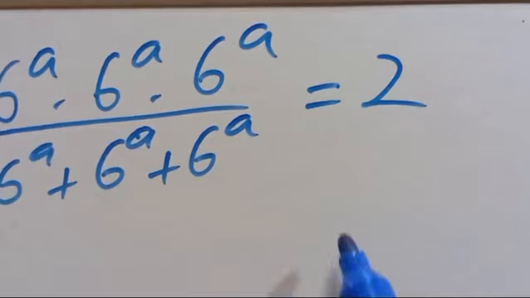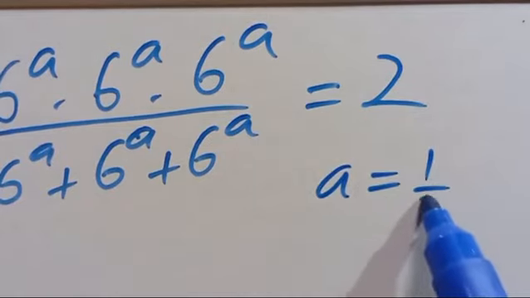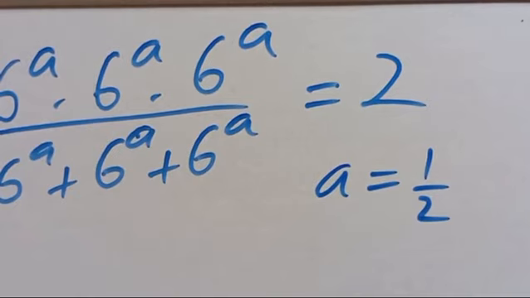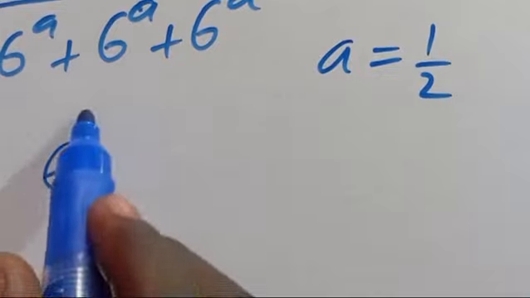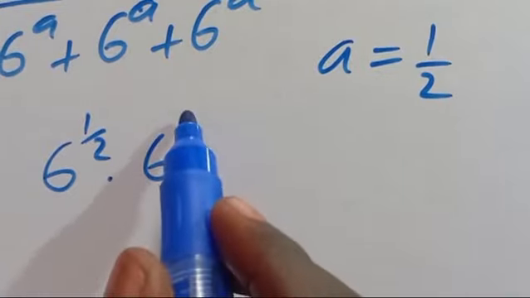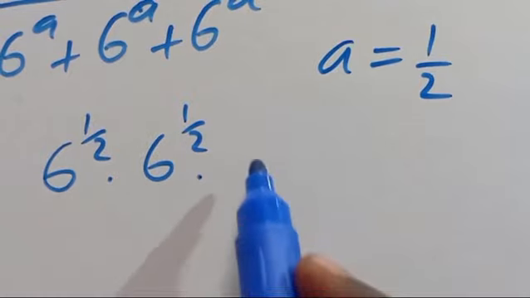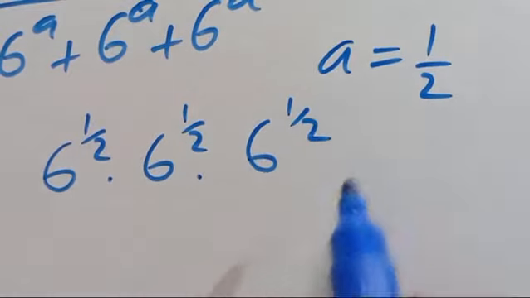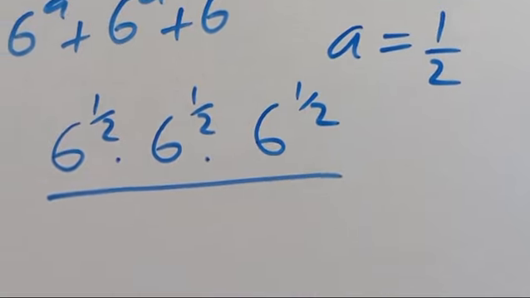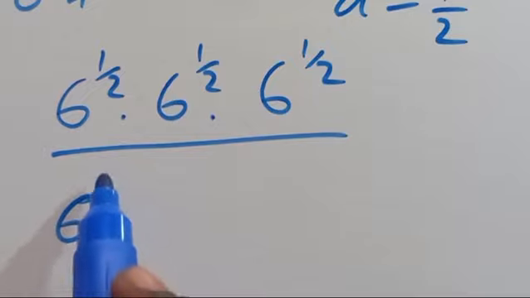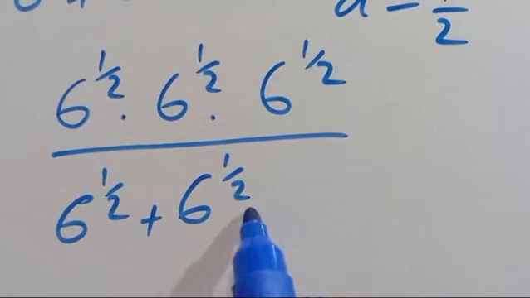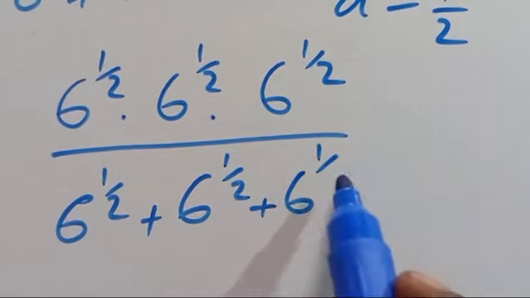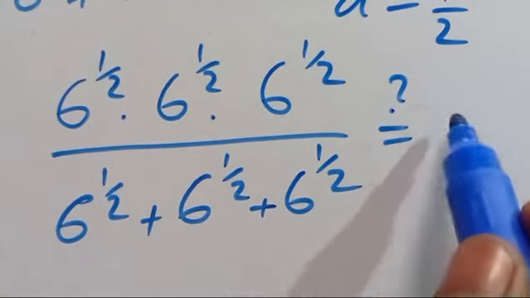So to verify when a equals 1 divided by 2, mind you that we've simplified this, we can have here 6 to the power of 1 divided by 2 multiplied by 6 to the power of 1 divided by 2 multiplied by 6 to the power of 1 divided by 2, divided by 6 to the power of 1 divided by 2 plus 6 to the power of 1 divided by 2 plus 6 to the power of 1 divided by 2. Then it's going to give us 2.